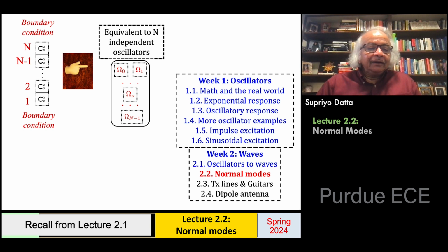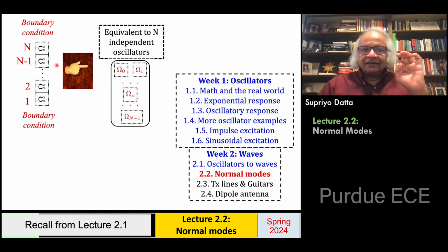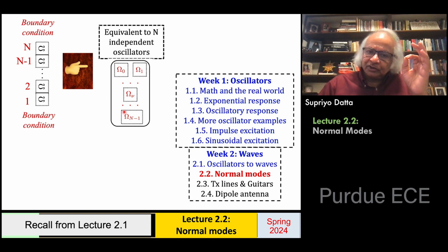Now, in the last lecture, we introduced two ideas. One is that if you take a basic oscillator unit and string together n of them, you get a wave system, which will show wave-like behavior. And the second concept that we introduced towards the end is that such a system behaves as if you have n independent oscillators, each with its own separate resonant frequency.